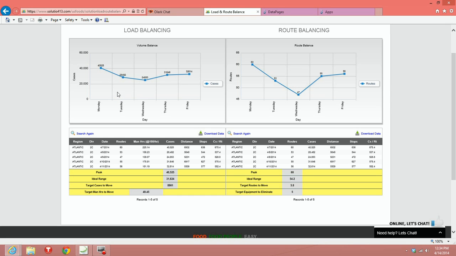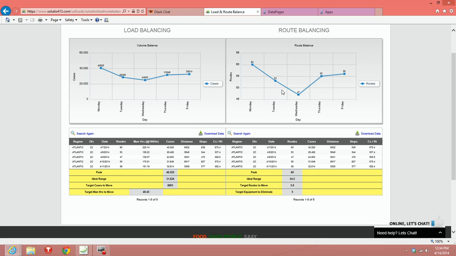And by having a balanced volume schedule, it makes it much easier to schedule associates and in many cases allows us to reduce overtime, especially on those peak days. So in this example here, we're trying to achieve an ideal range of 31,600 cases per day, and we are targeting moving just under 50 man hours.